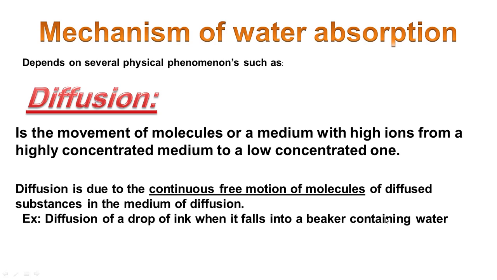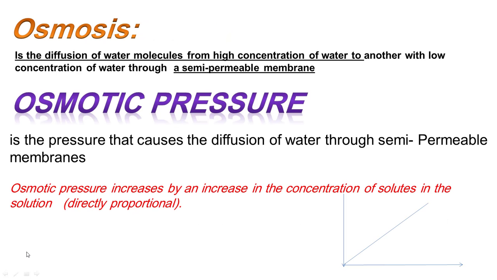Mechanism of water absorption. Water absorption depends on a number of mechanisms. First, diffusion. Diffusion is a common mechanism for water and mineral salts. Diffusion is the movement of molecules or ions from a medium of high concentration to low concentration, like the diffusion of a drop of ink when it falls into a beaker containing water. Diffusion always occurs due to the continuous free motion of the molecules, from high concentration to low concentration.